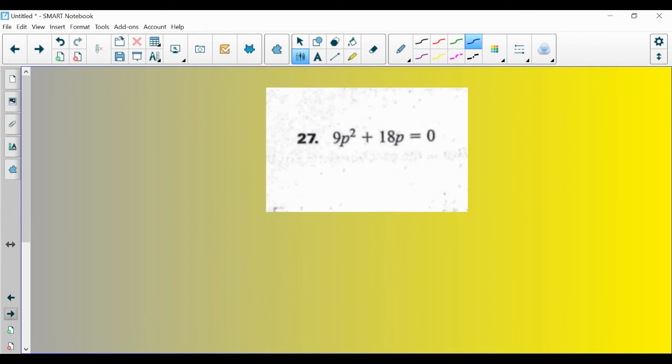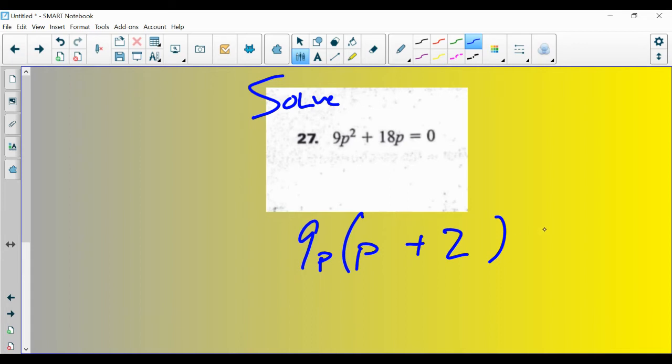Like number 21. This type of question is a solve question because it's set equal to 0, and it's going to use the ideas from both of the last two sections. Your first step is going to be to factor out the GCF, and the GCF in this problem is 9p. Once you factor that out, 9p times what is 9p squared? Just be 1p or p. And 9p times what is 18p? That would be plus 2. And that's set equal to 0.